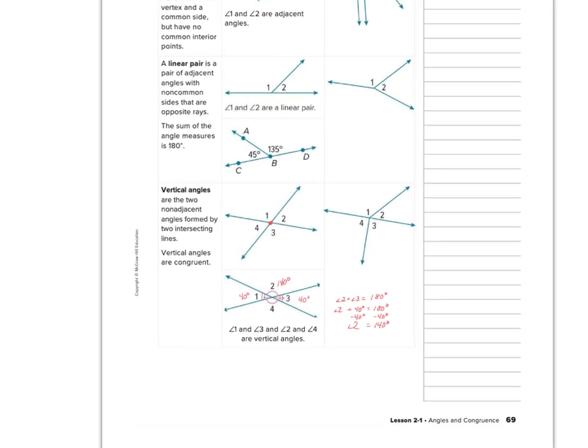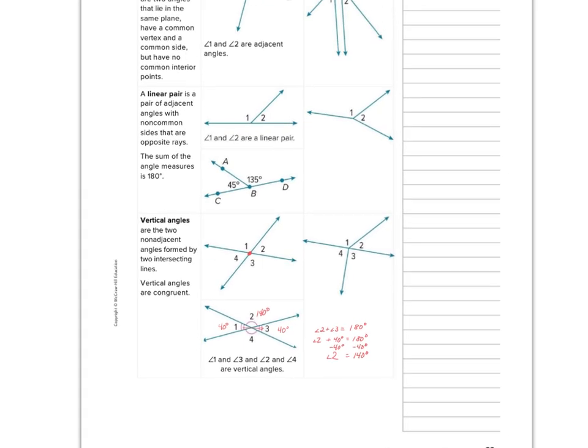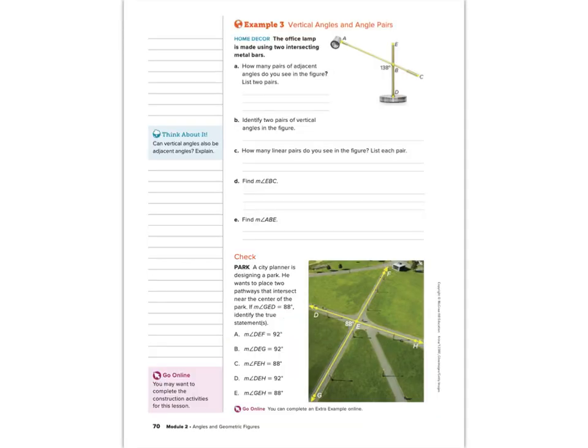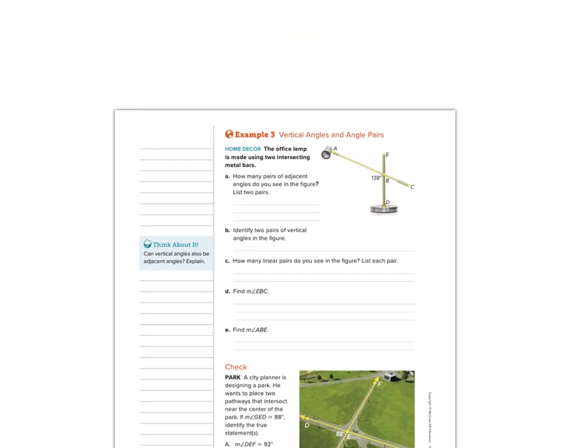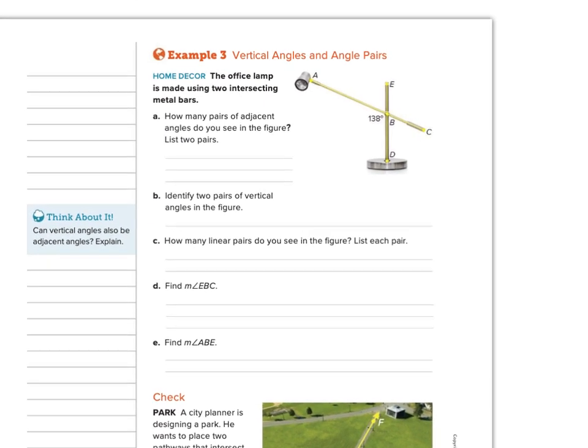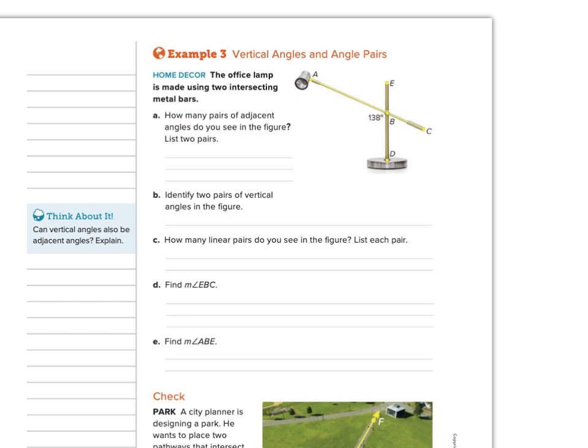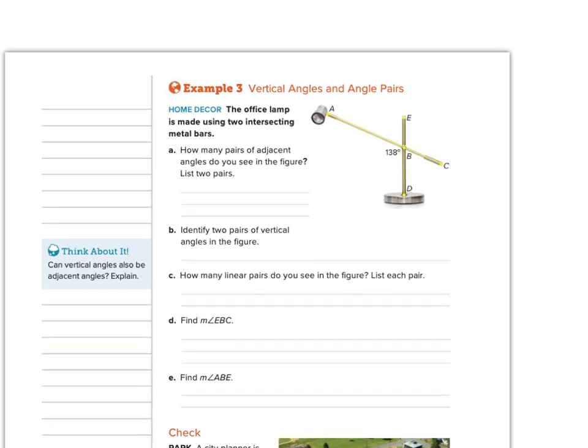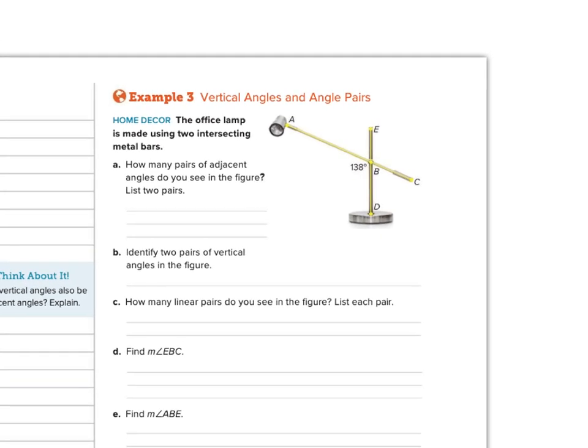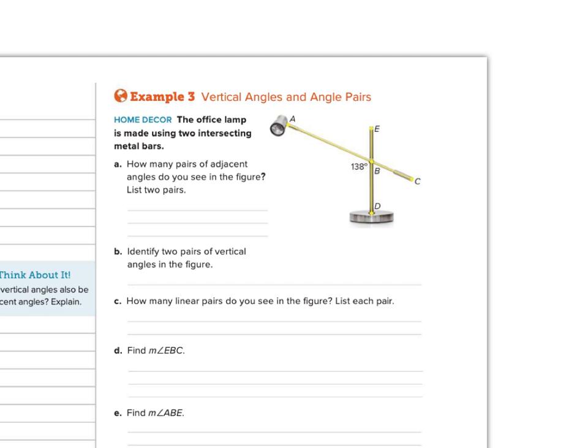So using our definitions allows us to fill in a lot of blanks. Just keeping that in mind, that's why we learn these definitions, because we will utilize them. Here in my word problem, vertical angles and angle pairs. The office lamp is made using two intersecting metal bars. Those metal bars are intended to be symbolized by lines. And then we know that a straight line is 180 degrees.